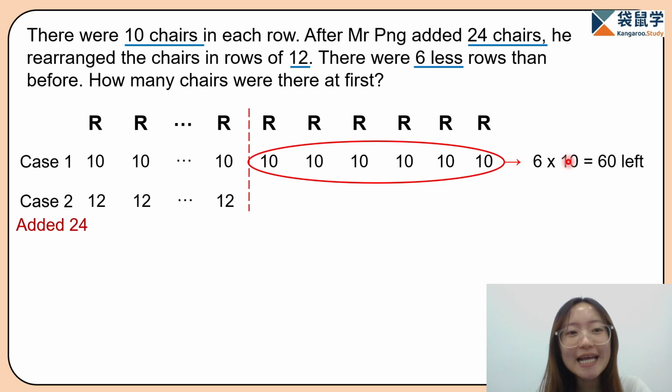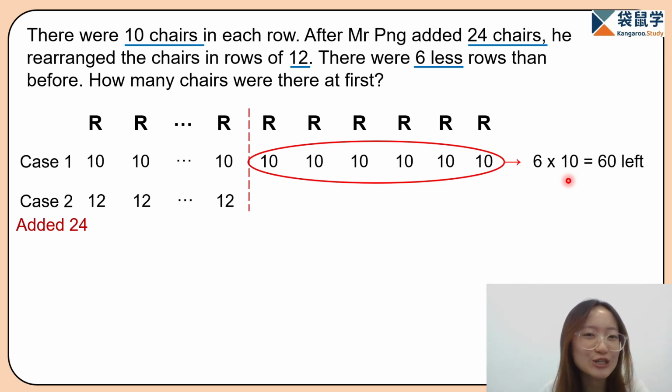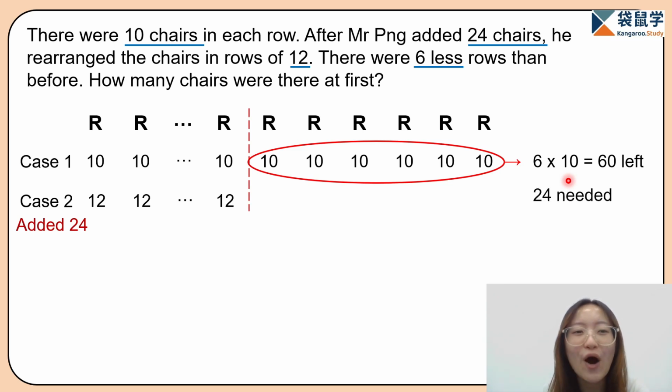Okay, now let's take a look at case 2. He was able to arrange the rows of 12 after adding 24. So, is the total number of chairs used for case 1 and case 2 the same? No, there is 24 more in case 2. In other words, in order to have rows of 12, he needed 24 more chairs.